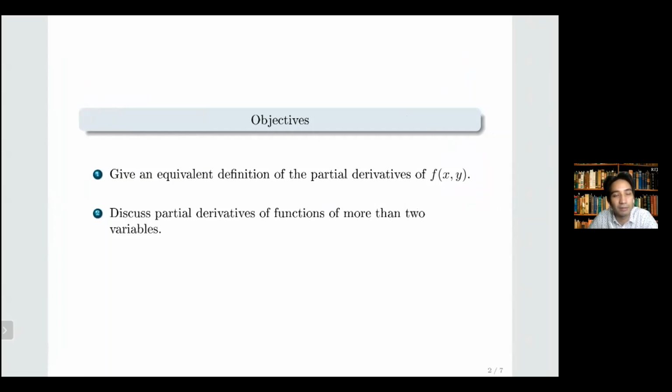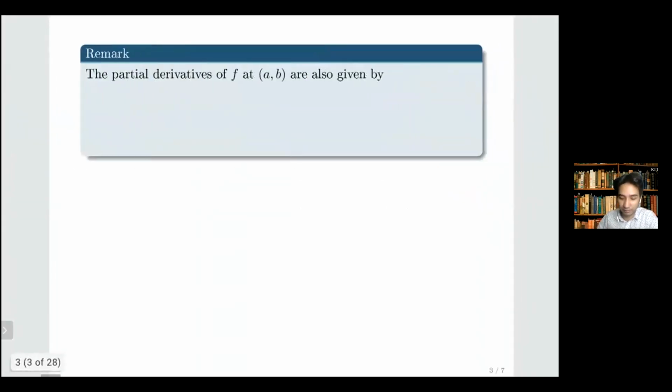So first, I want to give an equivalent definition of the partial derivatives of f of x, y. And also, hindi lang naman kasi function of two variables ang inaaral natin. So we also have functions of more than two variables. So I also want to discuss very quickly the notion of partial derivatives for these functions.